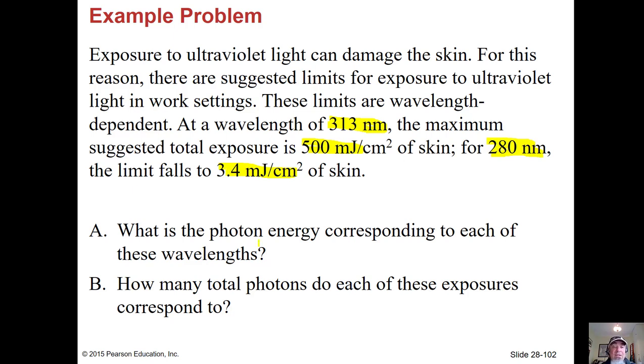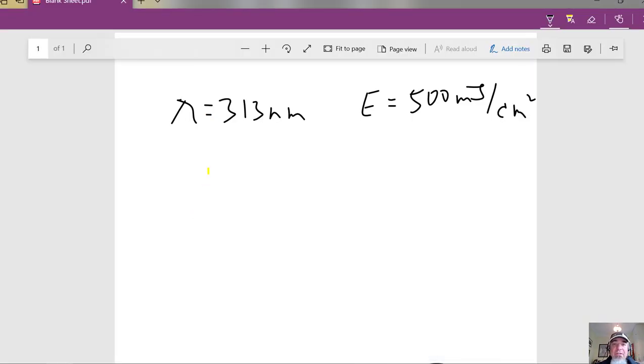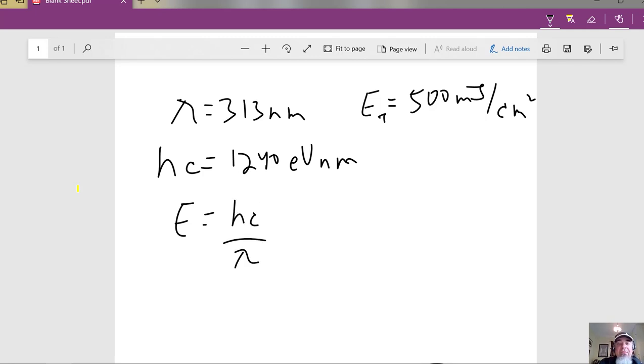Okay, let's see. What is the photon energy corresponding to each of these wavelengths, and how many total photons do each of these exposures correspond to? Okay, so let me just do it for the one case, the 313 nanometers. I just wanted to show you another way of doing this. So remember in class I told you could use hc is equal to 1240 eV times nanometers. This is just a shortcut. And then the energy is, this is the total energy up here. The energy is hc divided by the wavelength.